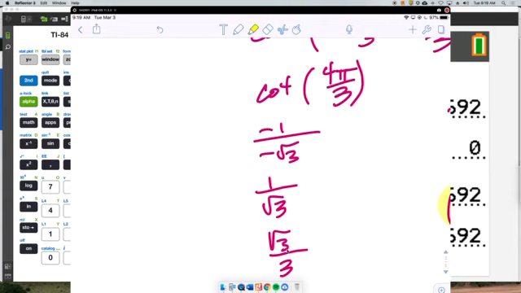And then you're like, I guess he rationalized it. Multiply by square root of 3 over square root of 3. Okay, times the square root of 3 over square root of 3. And you do get square root of 3 thirds. So that's the way to do it.